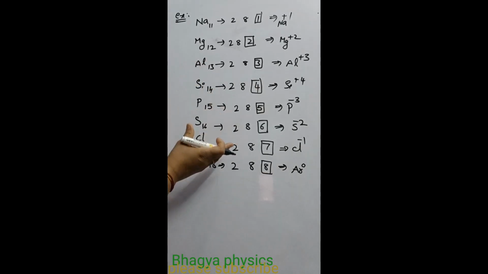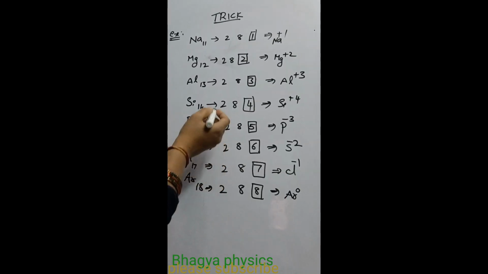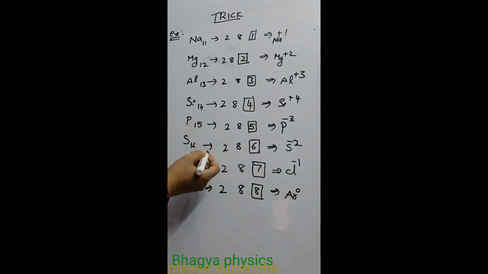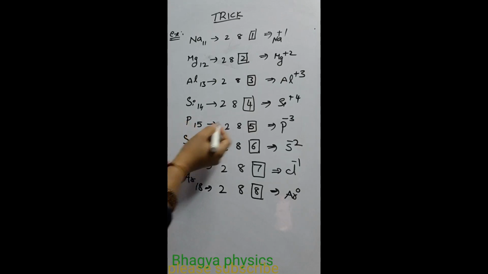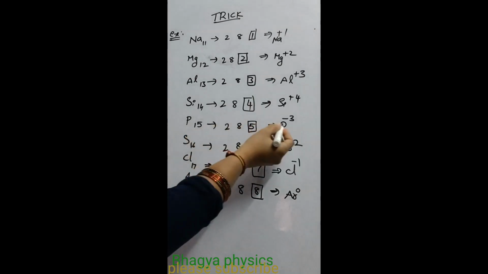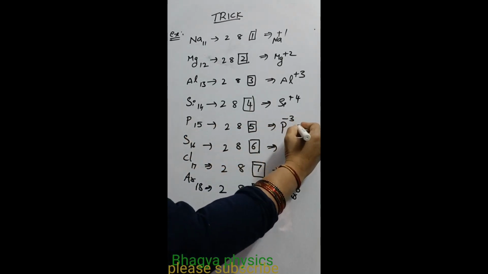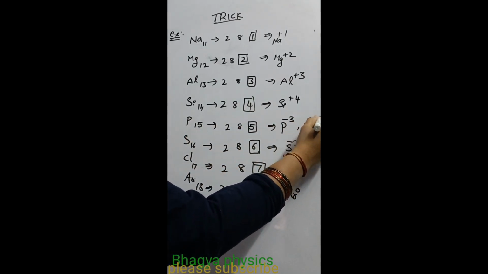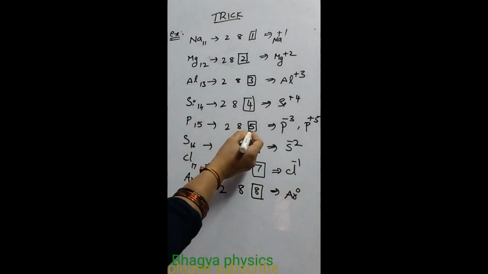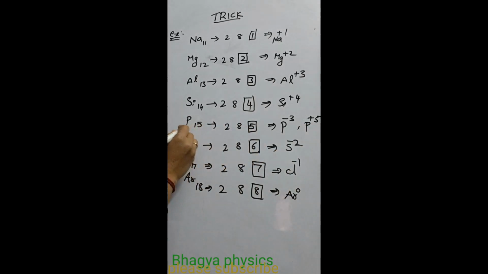In this way we can find the valency of atoms very easily based on their valency electrons. Sometimes atoms also show multiple valencies. Like phosphorus, actually phosphorus valence is minus 3, but it sometimes shows plus 5 valency also, because 5 valency electrons are present in phosphorus.